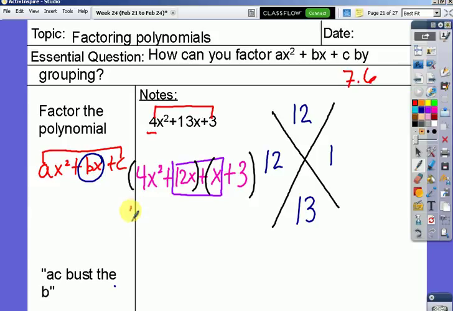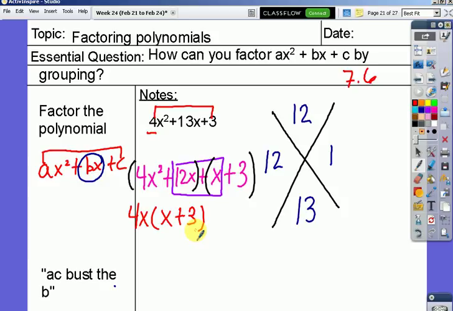So we have 4x, right? So that leaves me with what in the parentheses? X plus 3 squared, yeah? Well, because 4x times x gets me 4x squared, yeah? Now, do you see what I'm doing so far? Is everybody with me so far?